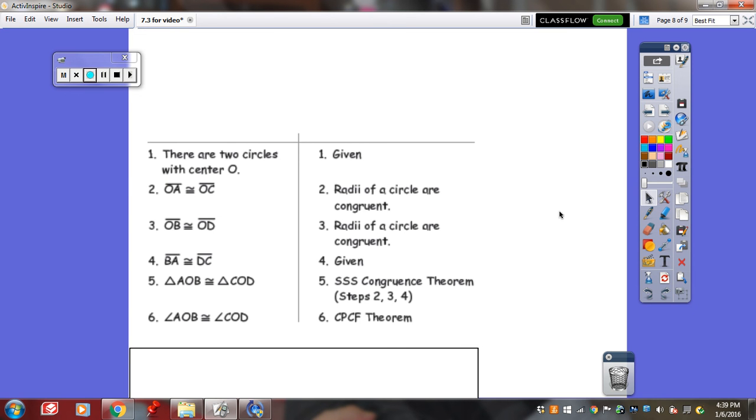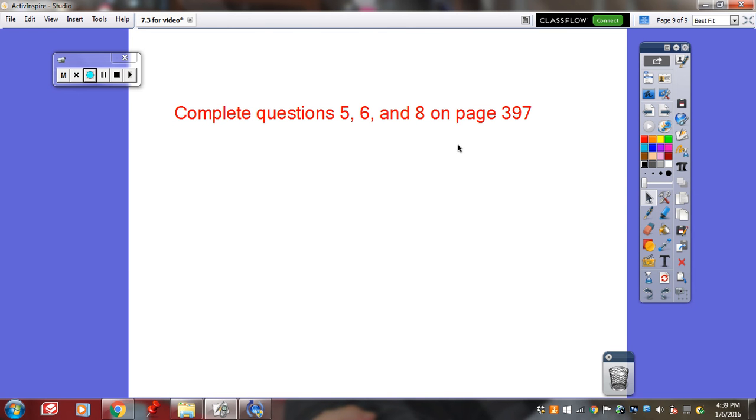I'm not really going to ask you to write proofs tonight, but I am going to ask you to look at three questions on page 397. Question 5 and 6, where you have to look at one of the proofs in the textbook and see how you could change the proof a little bit. And then question number 8, which is another proof that you just need to fill in the blanks. So that's what I'm going to ask you to do and have ready for class tomorrow. Remember, you should have your notes and these three questions.